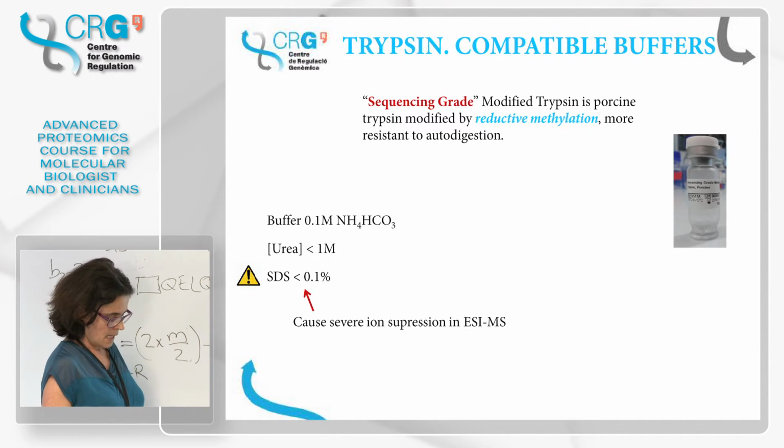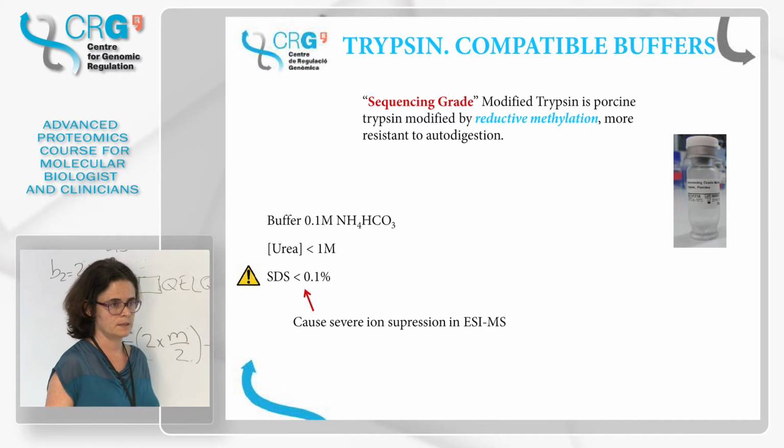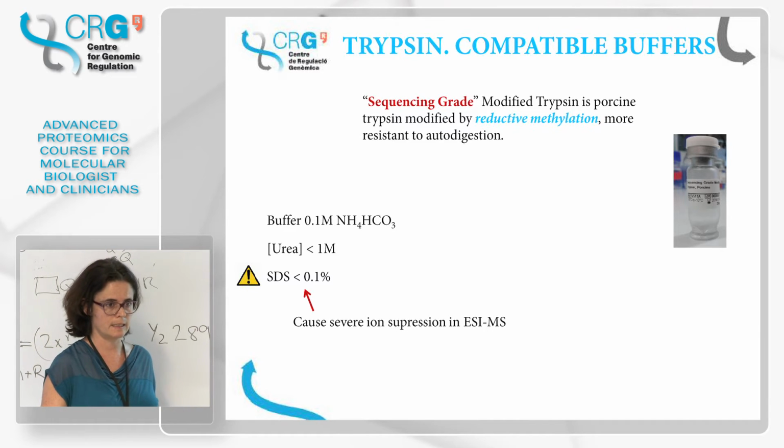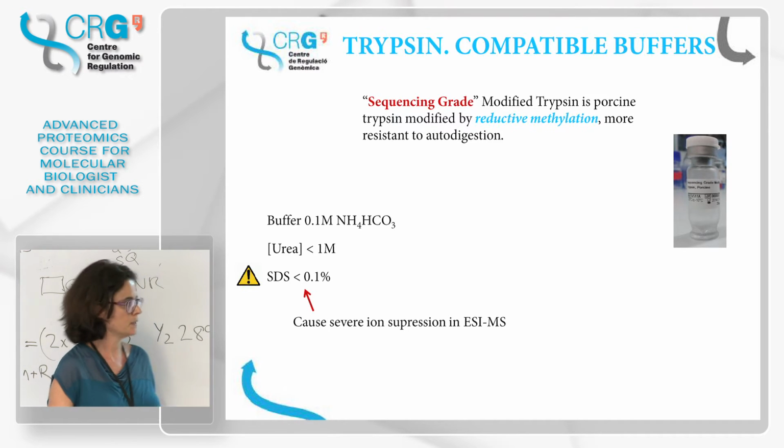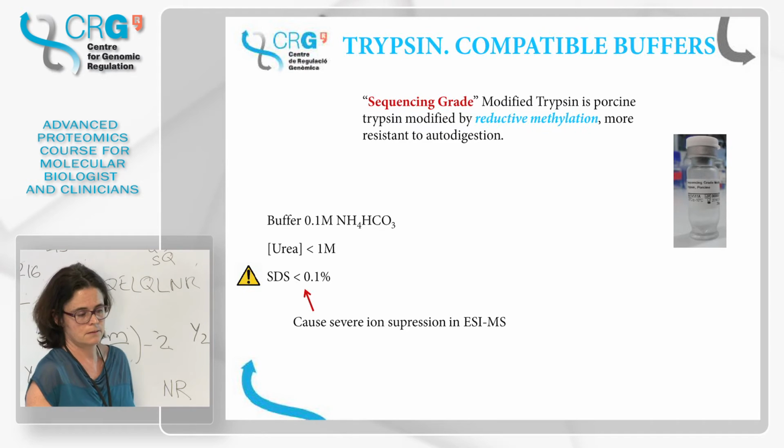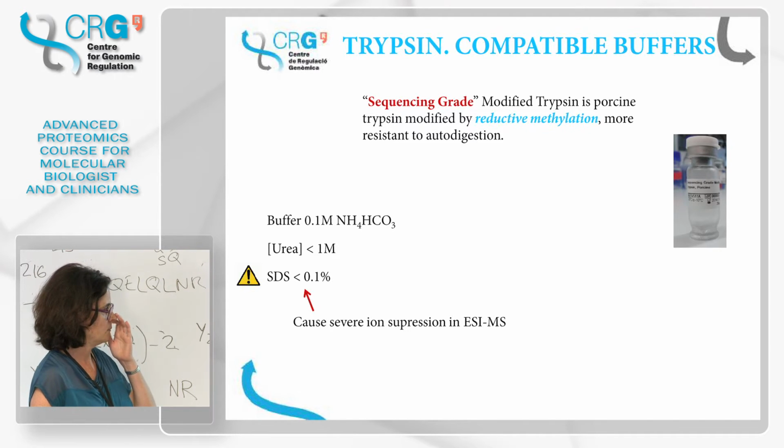Okay? The trypsin that we use is a special trypsin, which is called sequencing grade trypsin, which is modified by a reaction called reductive methylation in order to minimize the autodigestion, because trypsin also digests itself. And we don't want this to happen. We want the trypsin to digest other proteins. So we use the Promega one, which is the most commonly used in proteomics, although there are others that also work. And a typical buffer would be 0.1 molar ammonium bicarbonate and a concentration of urea less than 1 molar.